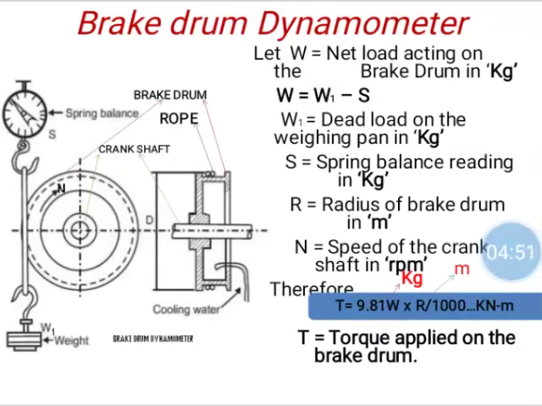W1 minus S is the net load acting on the brake drum in kg. You can see in the formula, W equals W1 minus S. This is the net load acting on the brake drum. In a problem, you may be given the net load acting on the brake drum, W, or you may be given the dead weight on the pan, W1, and the spring balance reading S, also in kg.